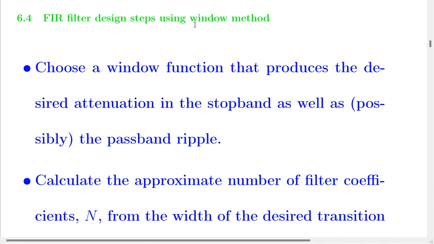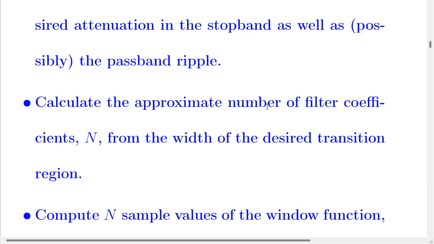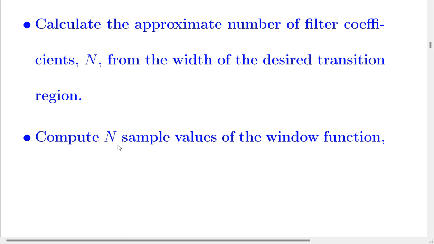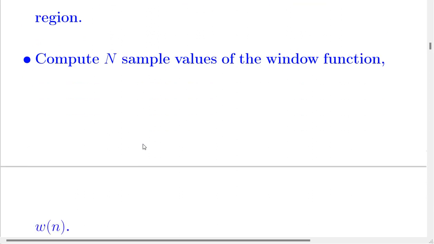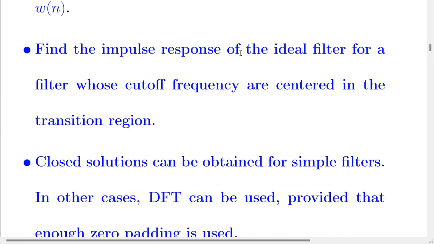FIR filter design steps using the window method. Choose a window function that produces the desired attenuation in the stopband as well as possibly the passband ripple. Compute the approximate number of filter coefficients n from the width of the desired transition region. Compute n sample values of the window function w[n]. Find the impulse response of the ideal filter for a filter whose cutoff frequency is centered in the transition region. That's a major point.